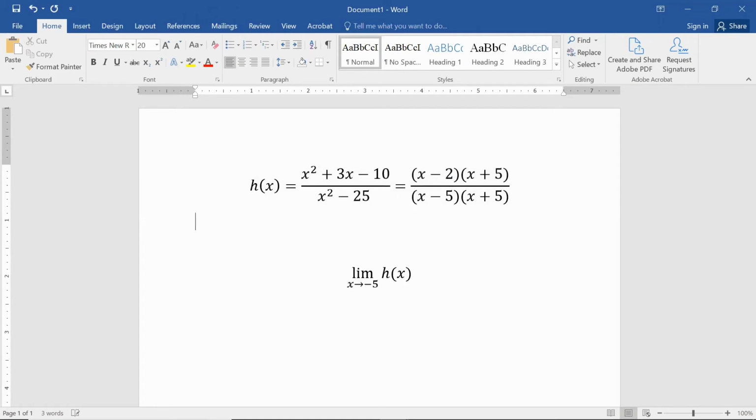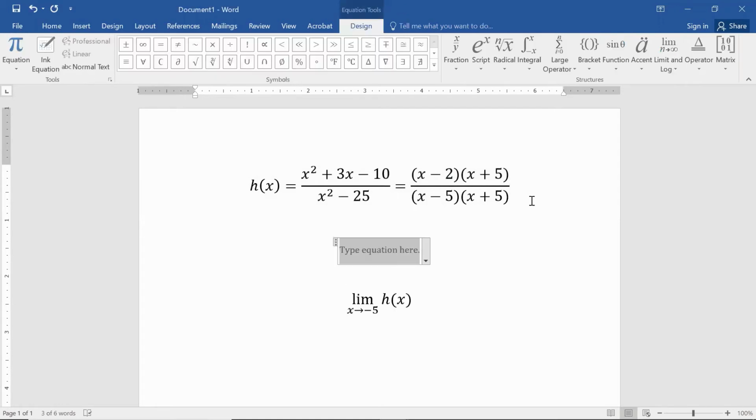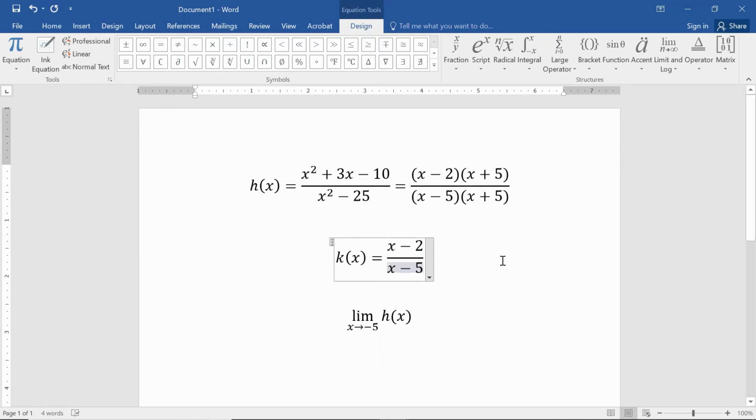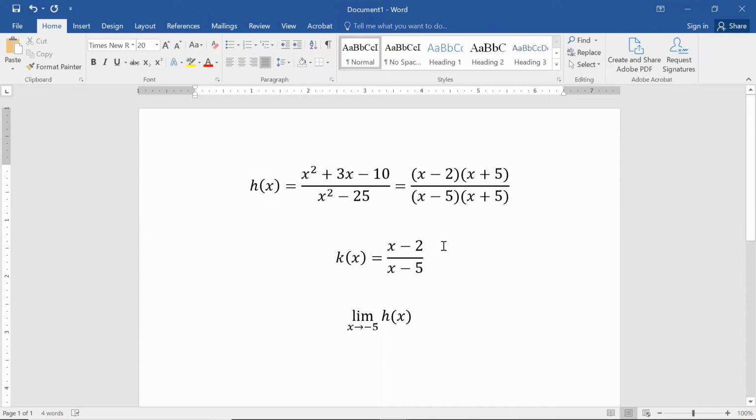Now what we're going to do is create a new function. I will call it k of x. And k of x is going to be x minus 2 times x minus 5. I want you to notice that k of x is the exact same function as h of x, but with these two factors having been canceled out.